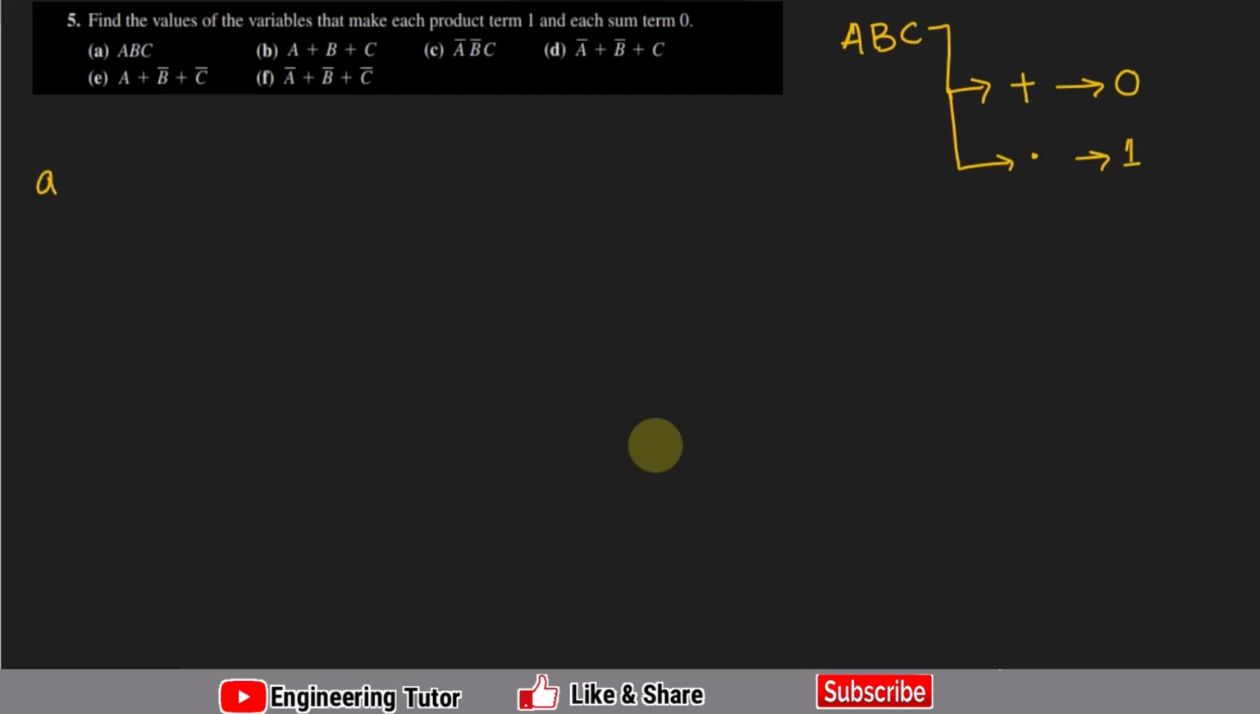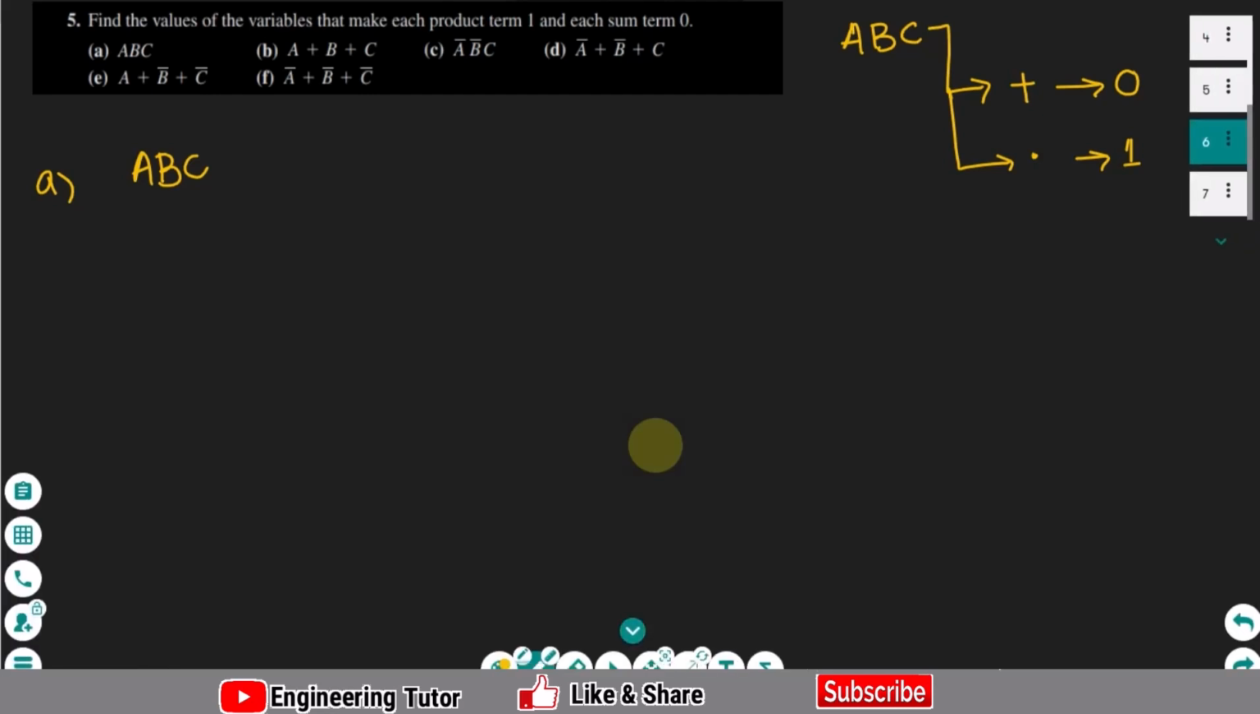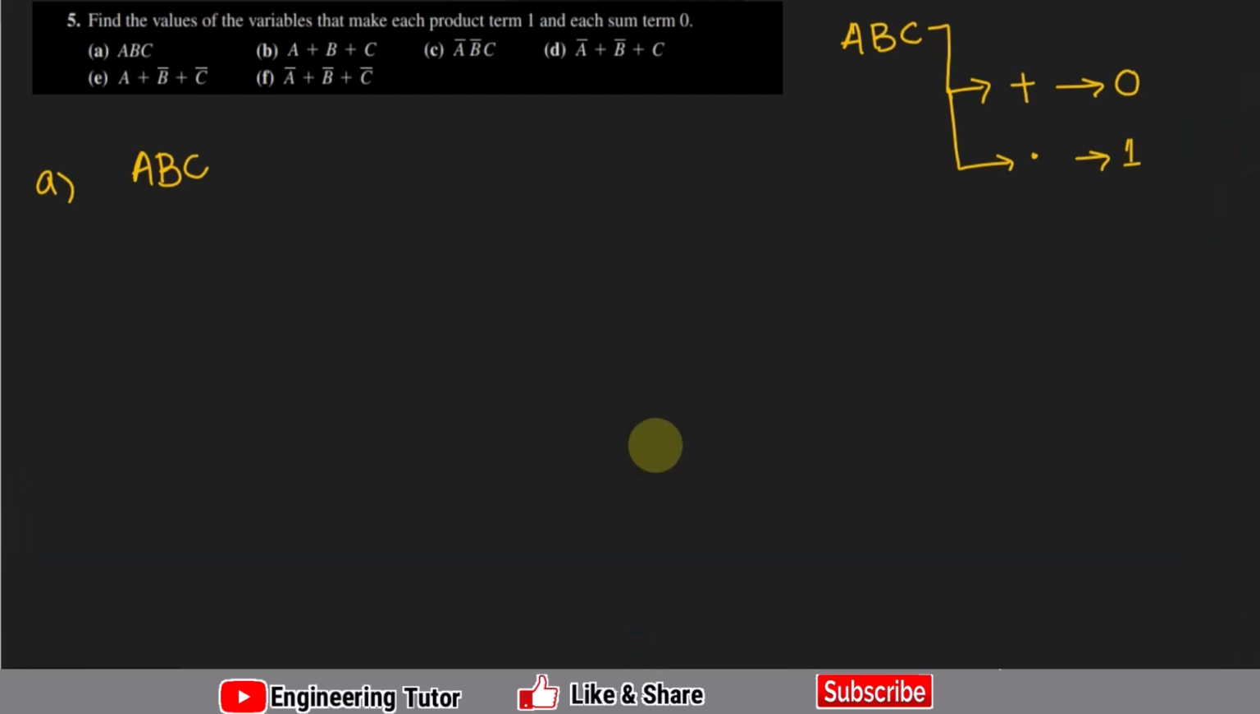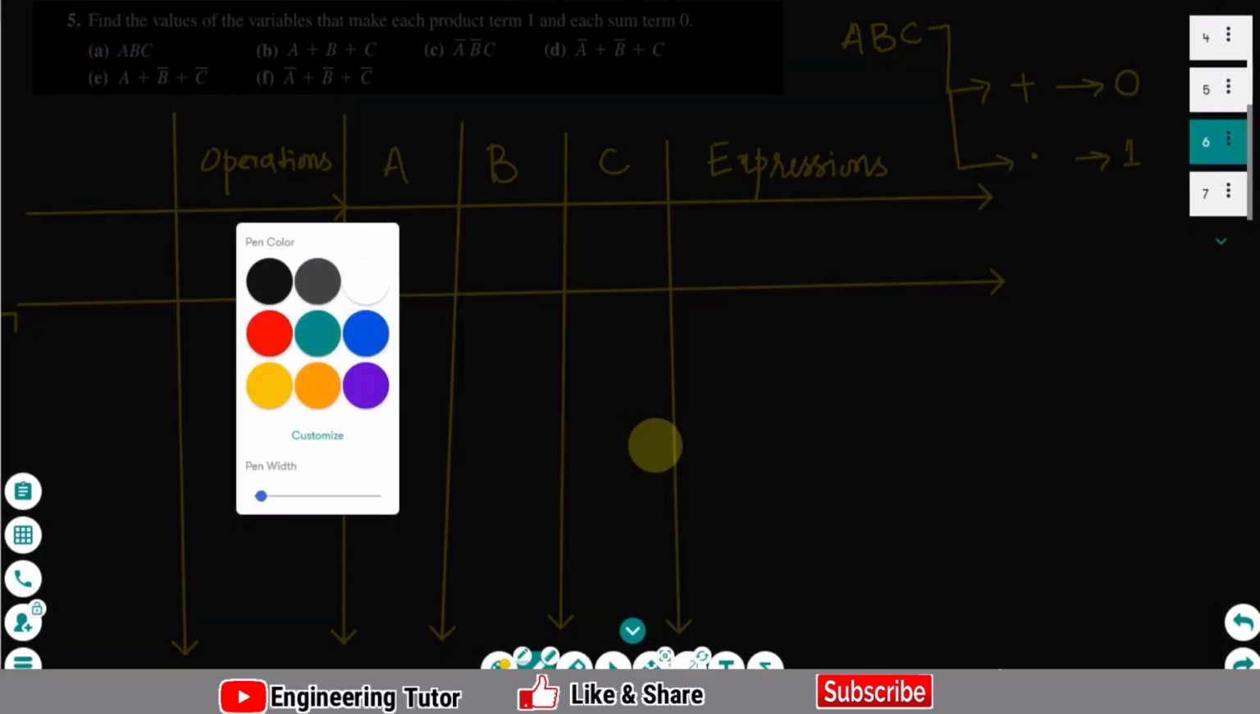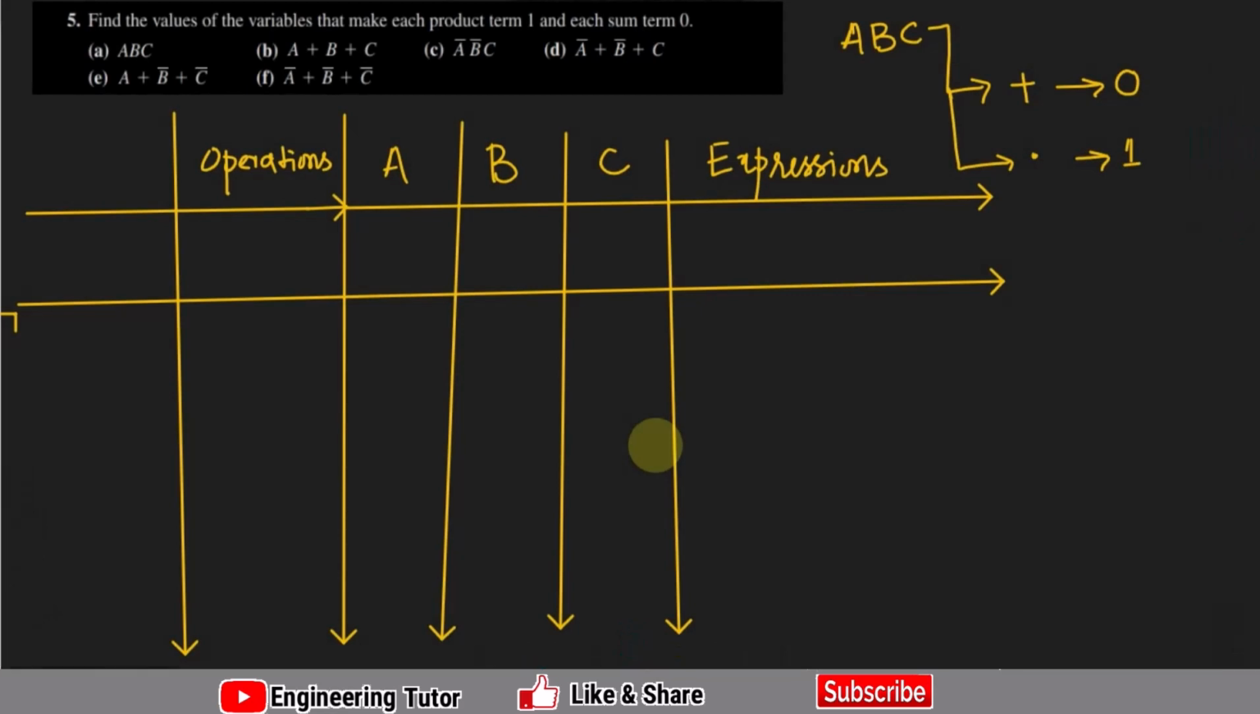So in order to do it, let me start writing the first question, and that is ABC. So we can see that we have to write the values of A, B and C, which will make them equal to 1. So that is the product. So now let me first draw a line here. Now using this white color for it, and here the question number A is ABC, and that is basically the multiplication.